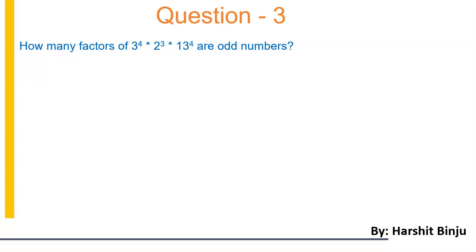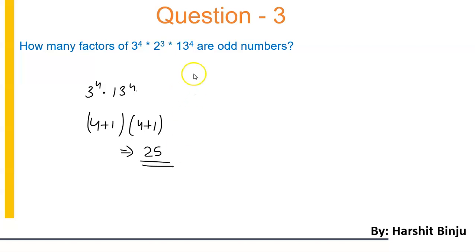So how many factors of 3 to the power 4 into 2 to the power 3 into 13 to the power 4 are odd numbers? Now you know what you have to do when it comes to odd numbers. Only take the odd factors into consideration. So already prime factorization is given to you, so you don't have to worry about it. So you'll simply take 3 to the power 4 into 13 to the power 4 into consideration. So that's 4 plus 1 into 4 plus 1, which will give you like 25 odd numbers. Okay, now you can do like 25 into 2 if you want the negative also to be taken into consideration.